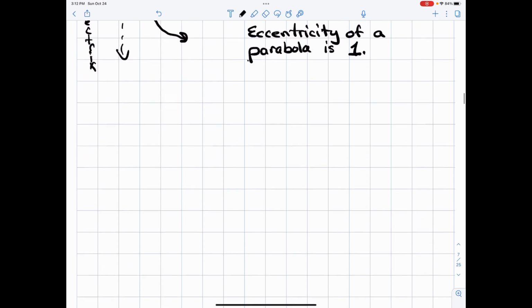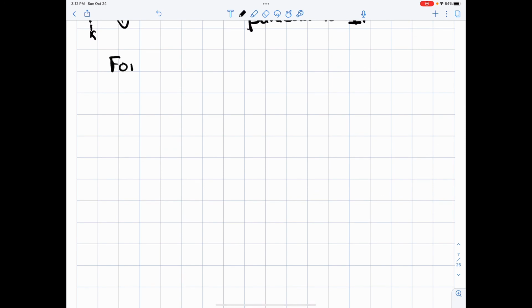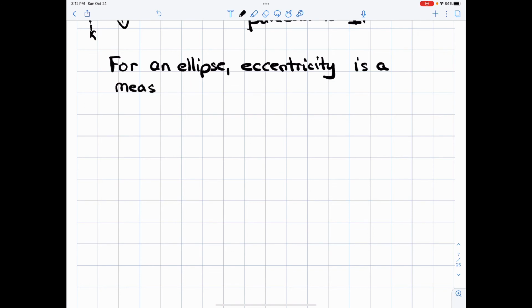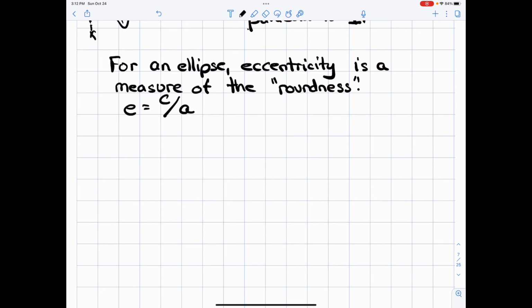For an ellipse, this eccentricity is a measure of its roundness. In an ellipse, the eccentricity is C over A. So the same C and A that we've already been talking about. C is the distance from the center to the focus. A is the distance from the center to the vertex.